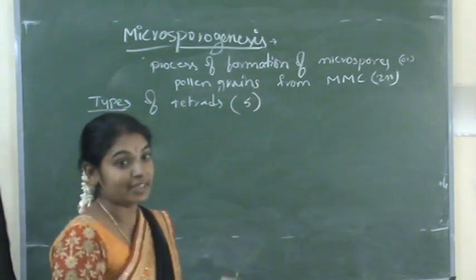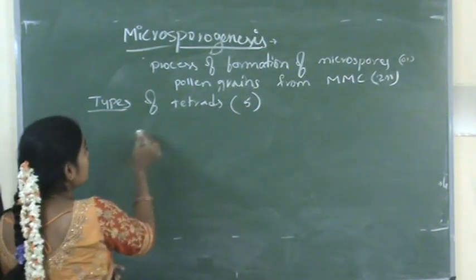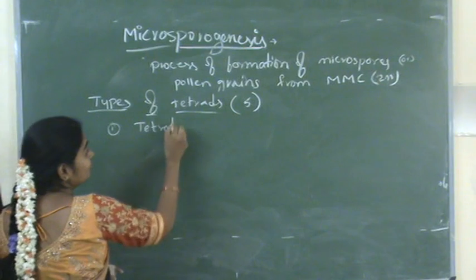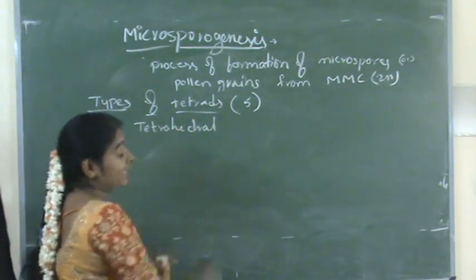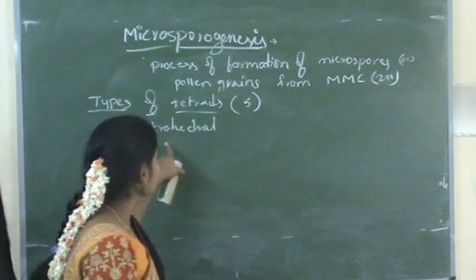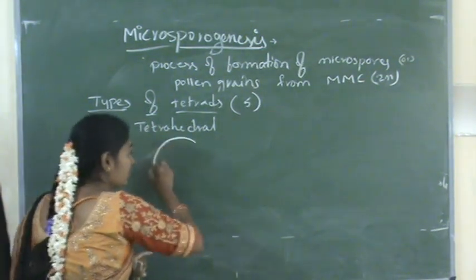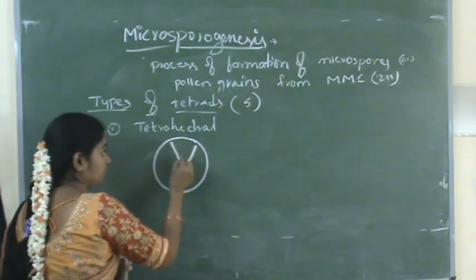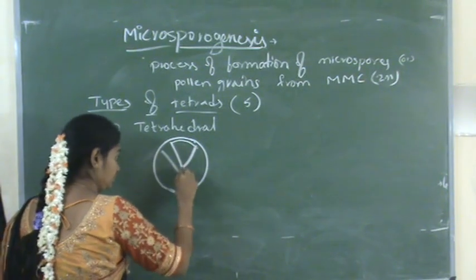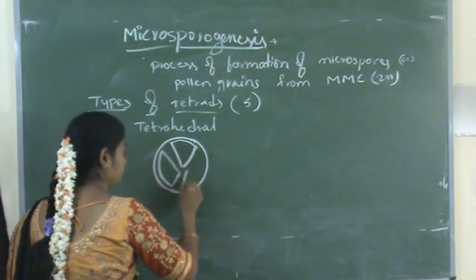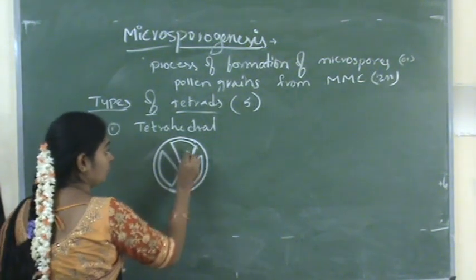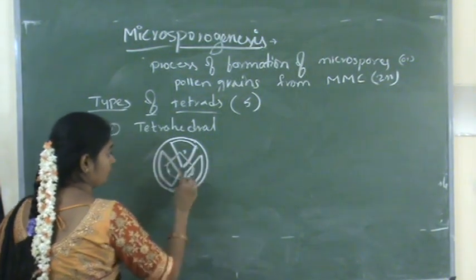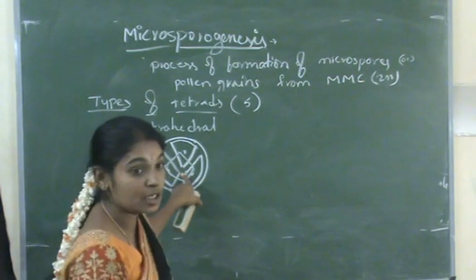There are 5 types of tetrads present in different angiosperms. The first one is tetrahedral tetrads. These tetrahedral tetrads are in the shape of a tetrahedron, so this is the tetrahedral shape.